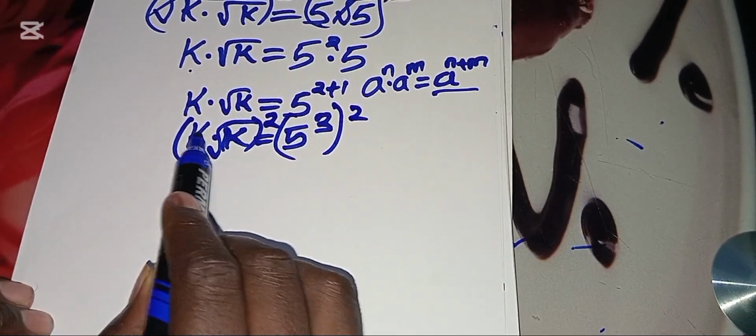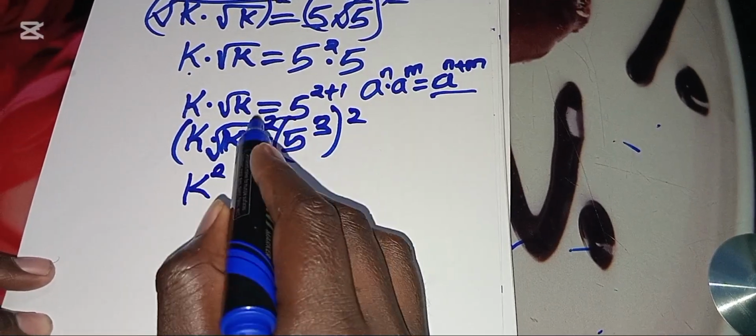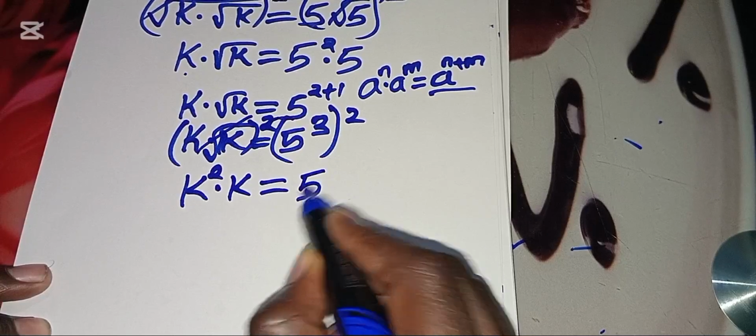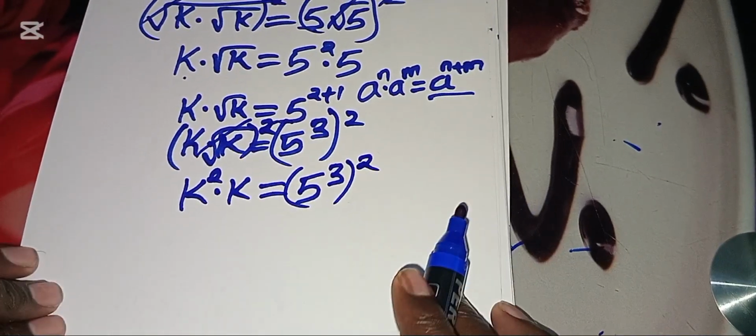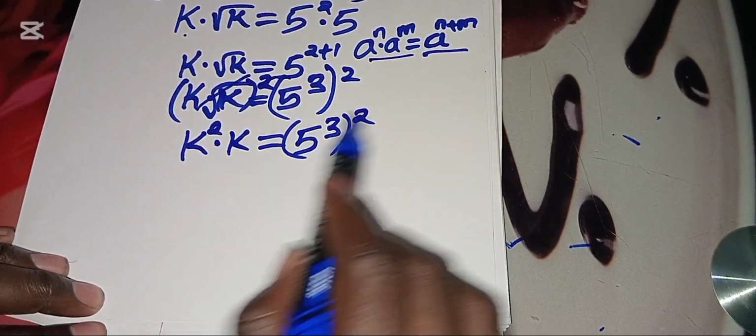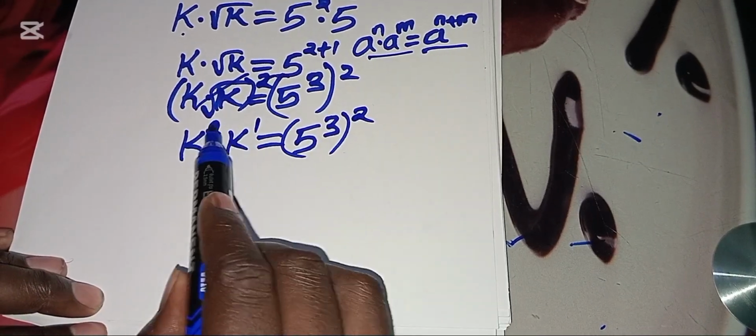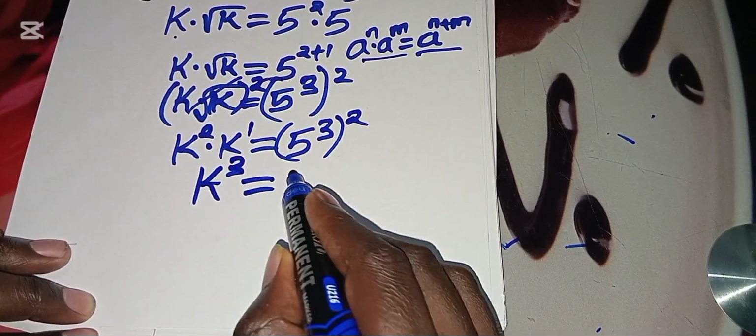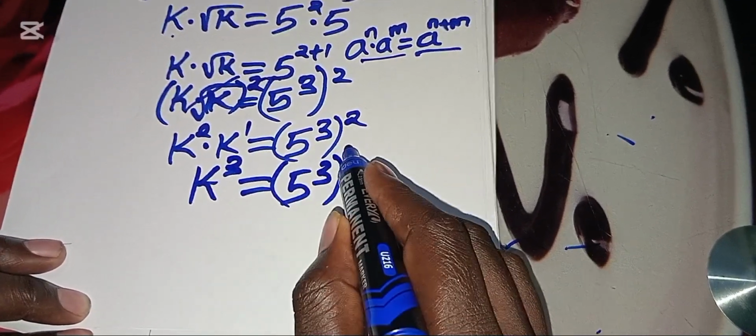So now we have k squared multiplied by k. This is equal to 5 raised to power 3, squared. Now applying this particular property again, we're going to have k raised to power 2, this is k raised to power 1, so it's 2 plus 1. So we're going to have k cubed. This is equal to 5 cubed, or 5 raised to power 3 squared.